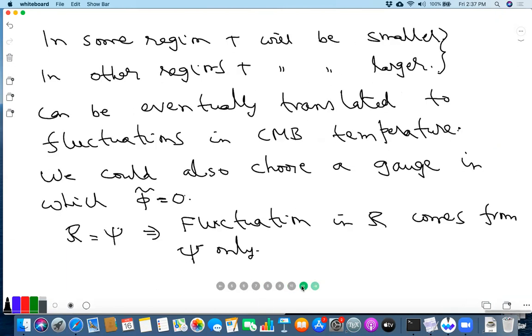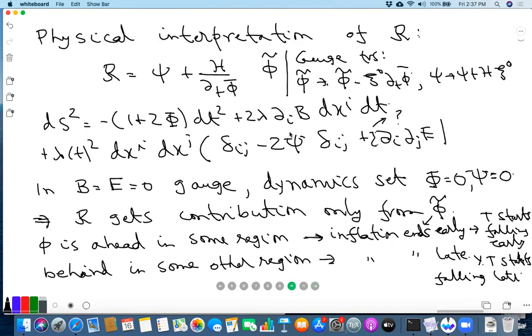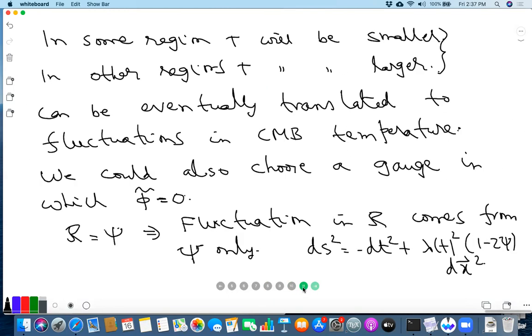Okay, so let me write this. ds squared is minus dt squared plus lambda t squared times 1 minus 2 psi dx squared. Okay, that's the form of the metric, because if we just have the psi fluctuation, then we forget about the other terms. We have 1 minus 2 psi. Is this clear so far?